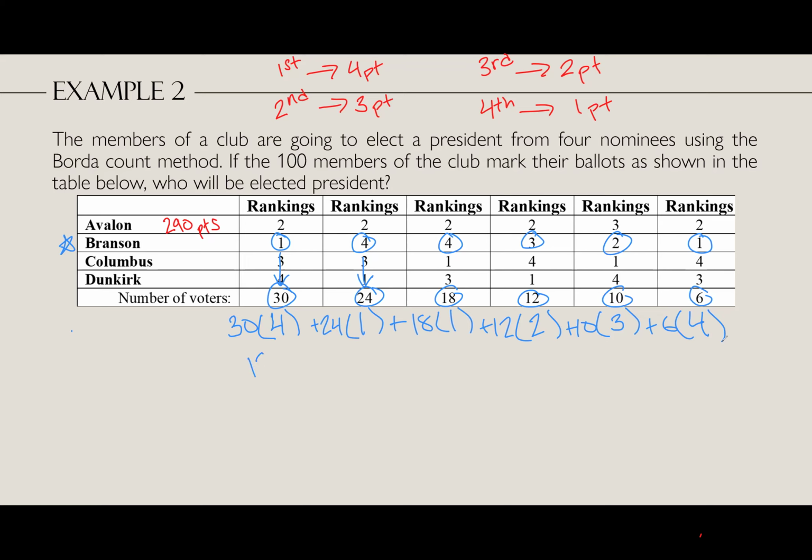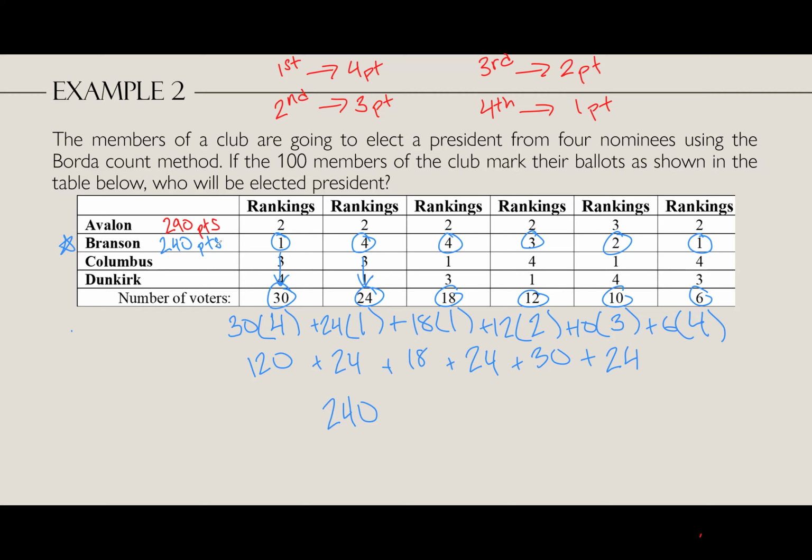30 times 4, we get 120, plus 24, plus 18, plus 24, plus 30, plus 24. So what do we get whenever we add these up? 120 plus 24, plus 18, plus 24, plus 30, plus 24. We get 240. So Branson gets 240 points.